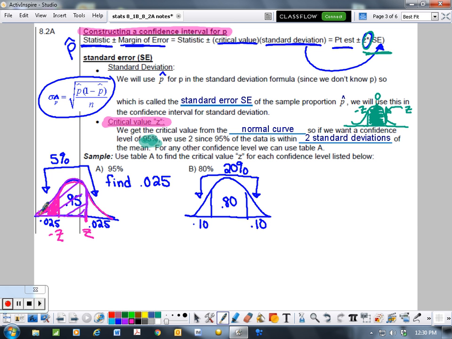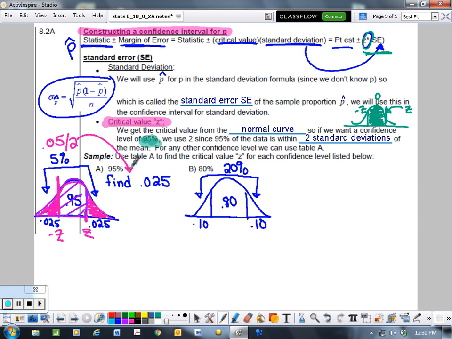So what is the pink area? Well, I'm going to take my 100% and I'm going to subtract the 95%, which gives me 5%, which is 0.05 as a proportion. And then because that 5% is divided between these two pink spots, and I only want this pink spot on this side, I take that 0.05 and I divide by 2. And that's what gives me the 0.025.